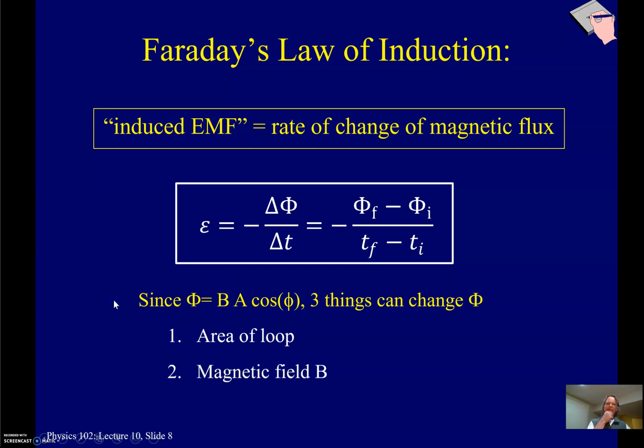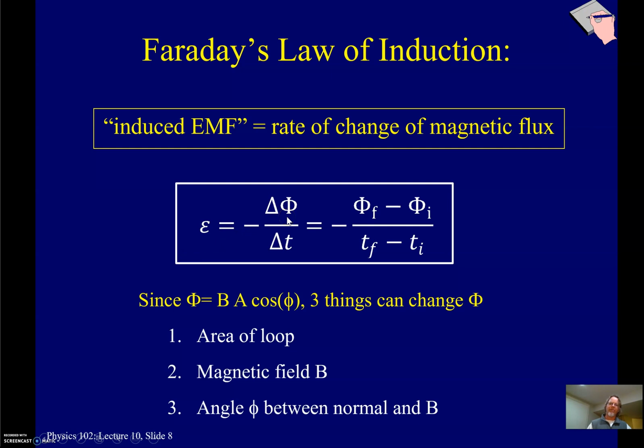You could change the magnetic field. By making the magnetic field stronger, you would make more lines of flux in that same area. That would also increase the flux, making an increased EMF. Or you could change the angle of the thing, which basically changes the area of the loop. So either one of these three would change the amount of flux, thereby changing the induced EMF.